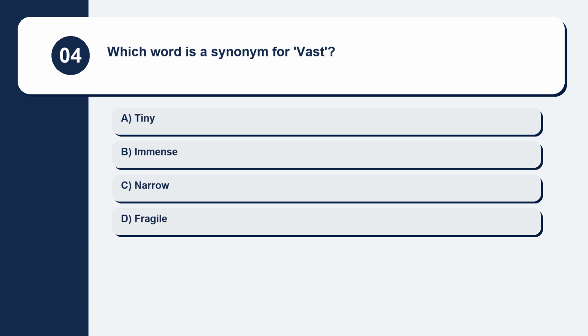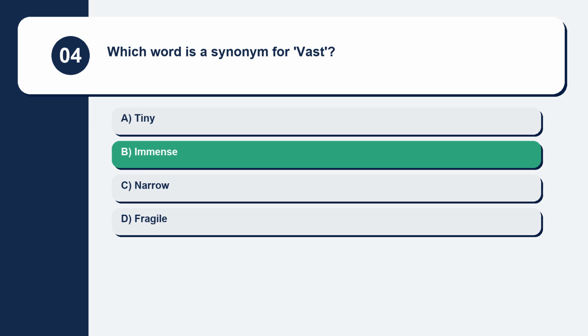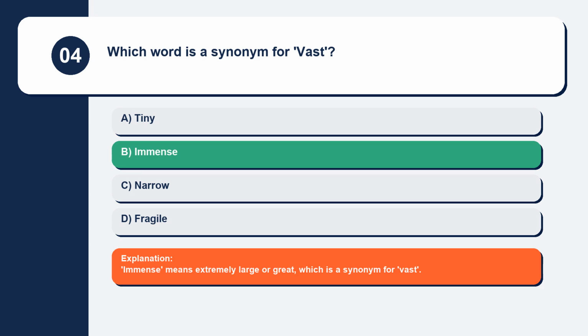Question 4. Which word is a synonym for vast? Tiny, immense, narrow, fragile. Immense means extremely large or great, which is a synonym for vast.